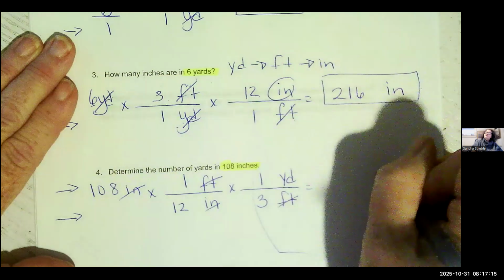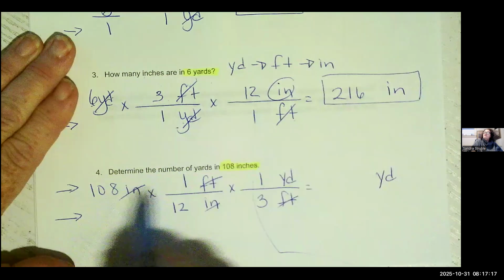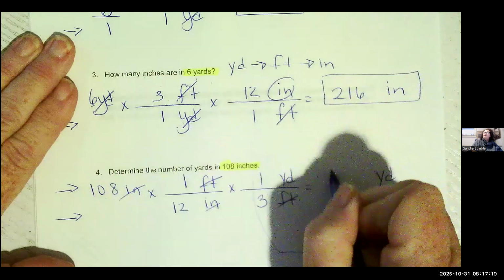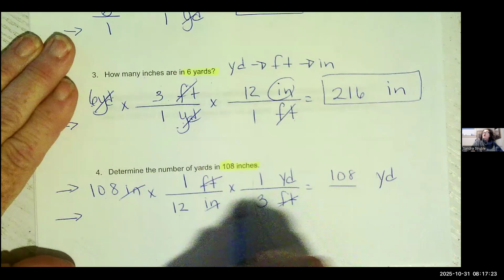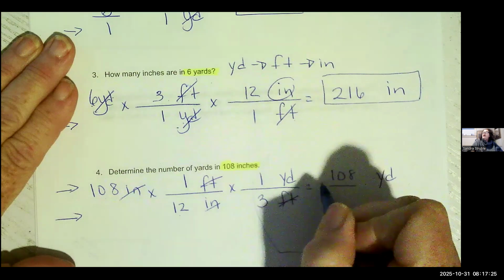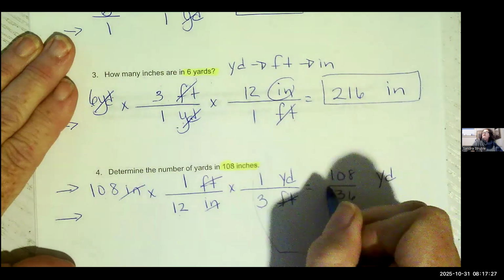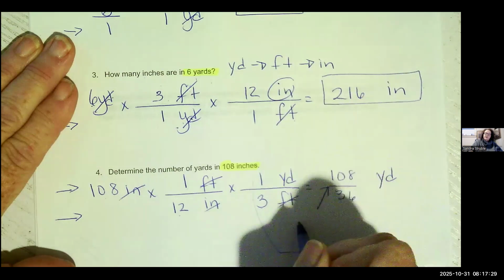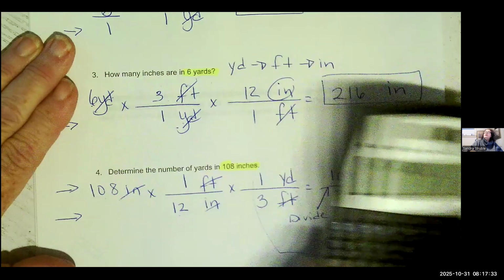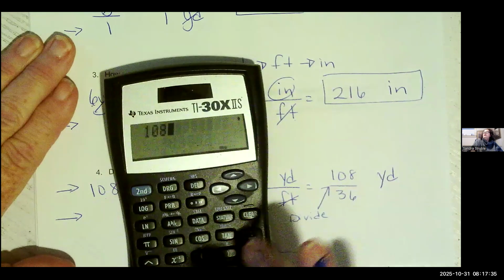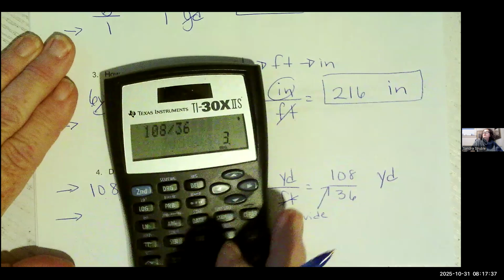108 times 1 times 1 is 108. 12 times 3. Notice we're having to use the denominator now. 12 times 3 is 36. I do not want any fractions at all. When you have this, I expect you to divide. 108 divided by 36 is 3. So this is equal to 3 yards.